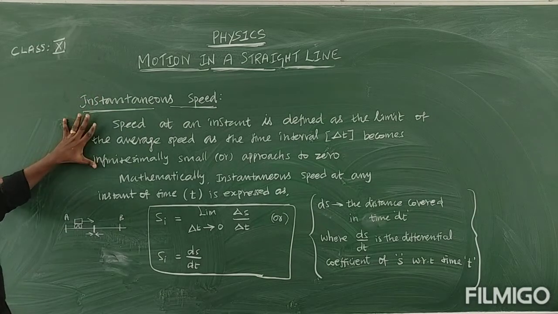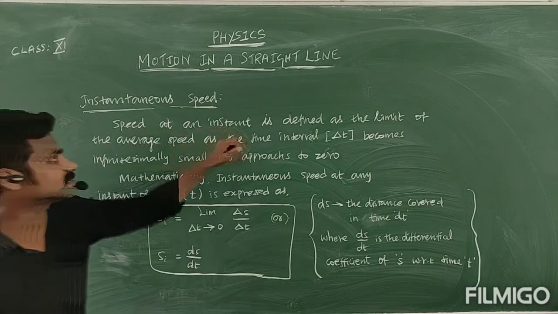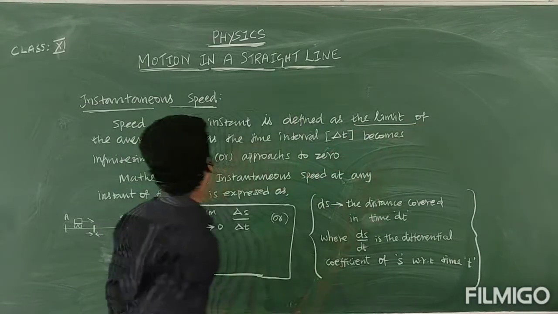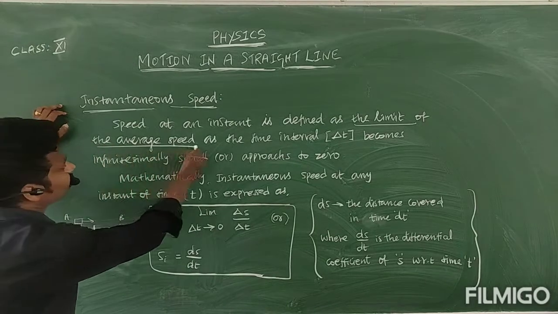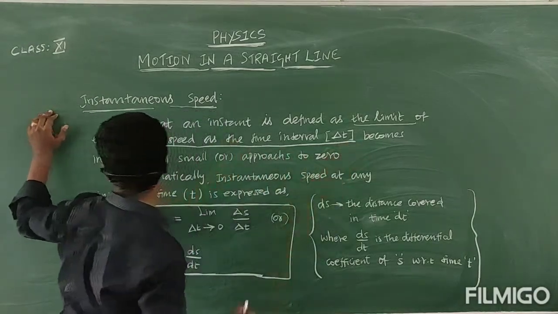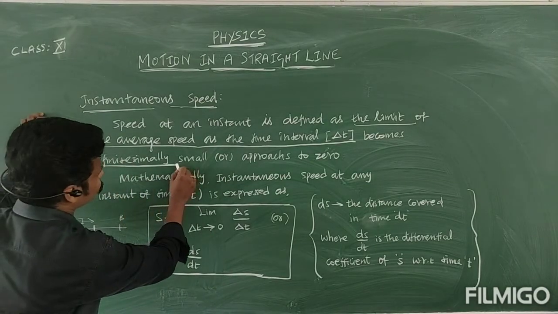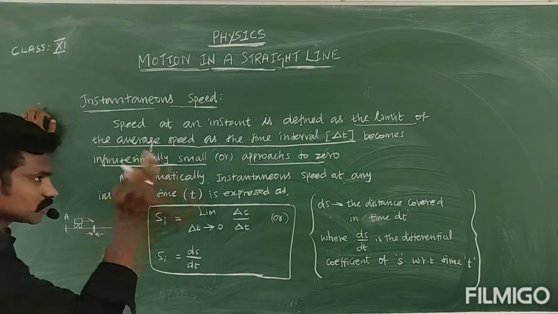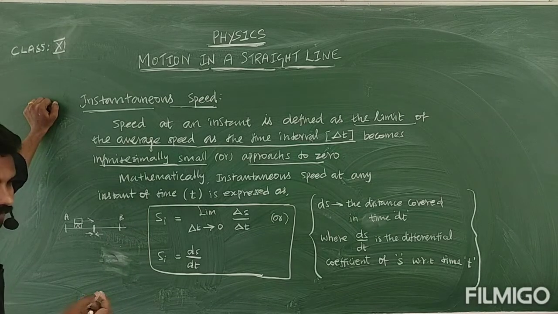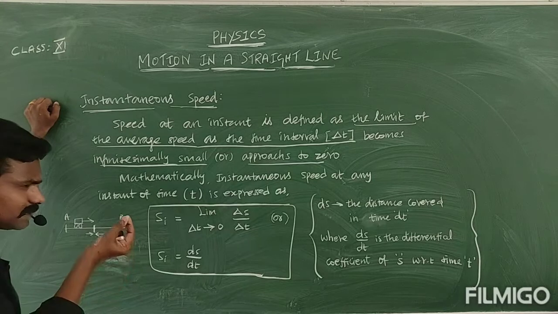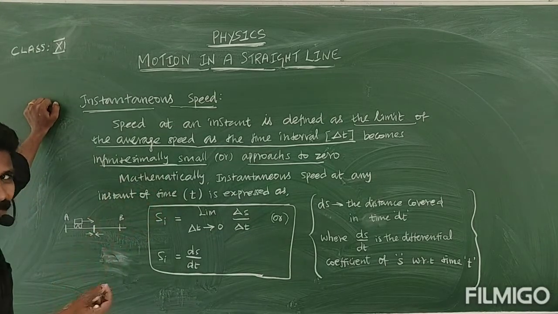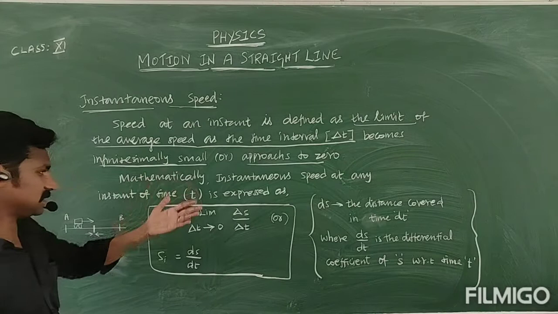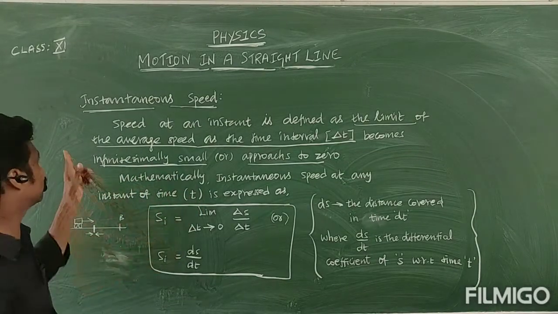Now I read the statement. The speed at an instant is defined as the limit of average speed as the time interval delta t becomes infinitesimally small, or approaches 0. So the time factor approaches 0. In nearly zero time, how much distance is covered? That ratio of distance and time is the instantaneous speed.